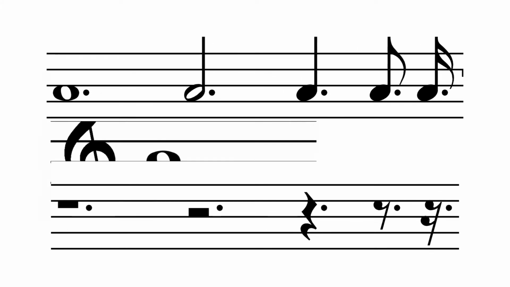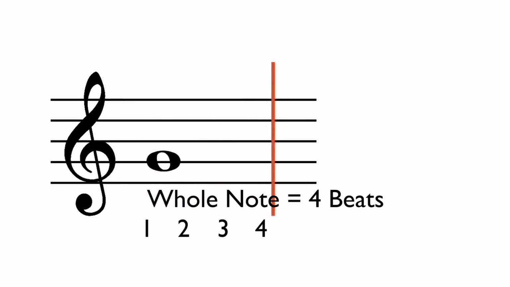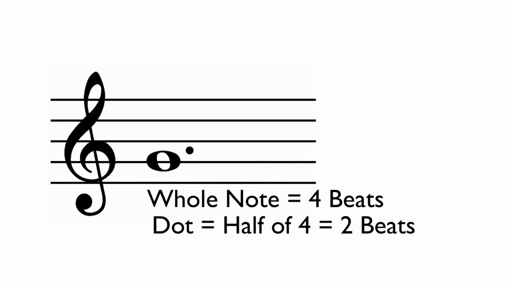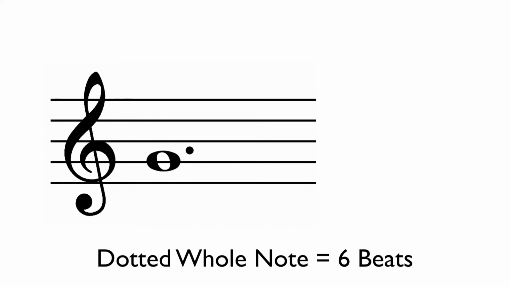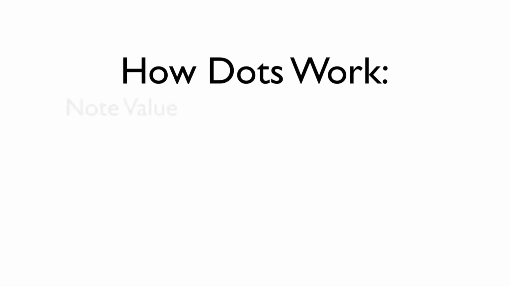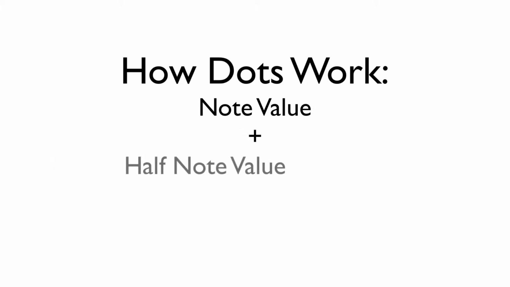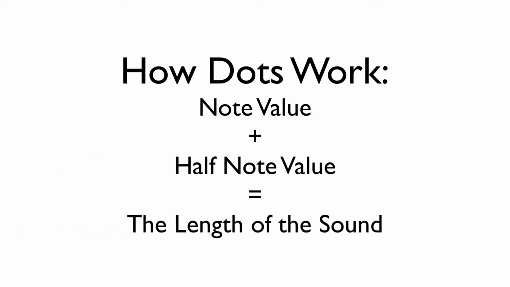So let's start with a whole note. A dot after a whole note is worth half the value of the whole note. The whole note is worth 4, so the dot is worth half of 4, 2. Then we add 4 plus 2 equals 6. So the dotted whole note lasts for 6 beats. Note value plus half note value equals the length of sound.